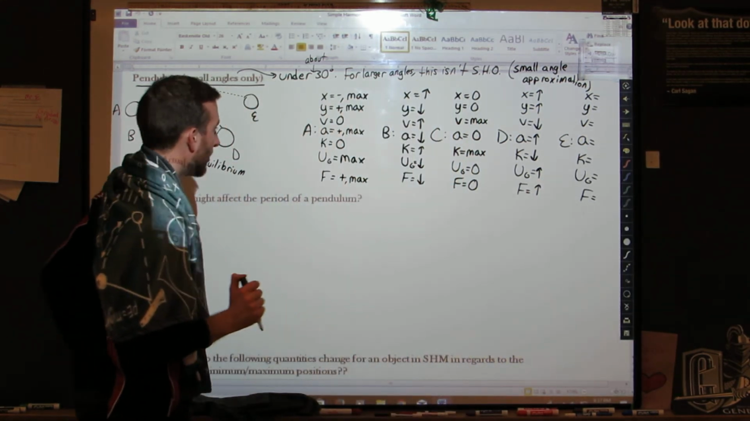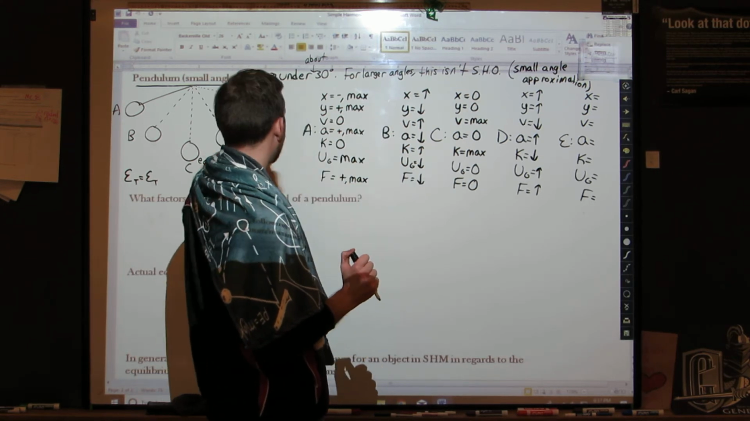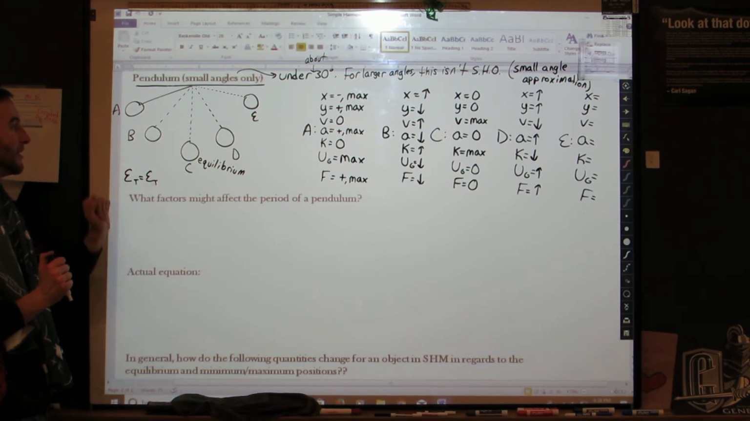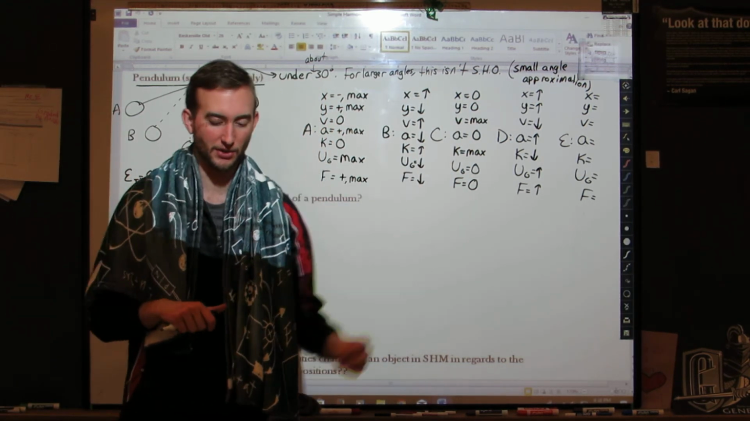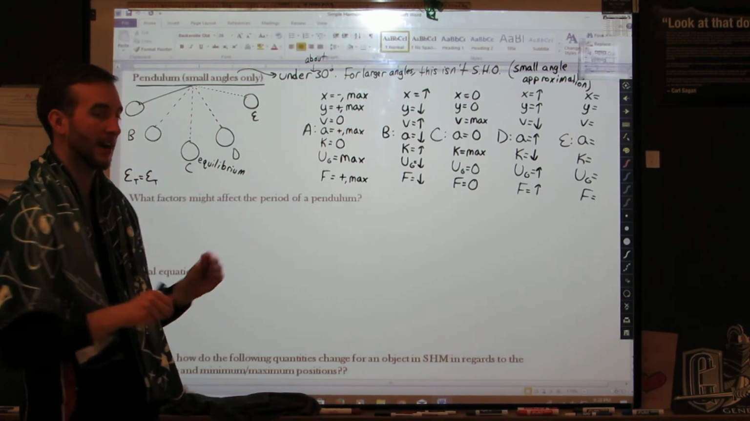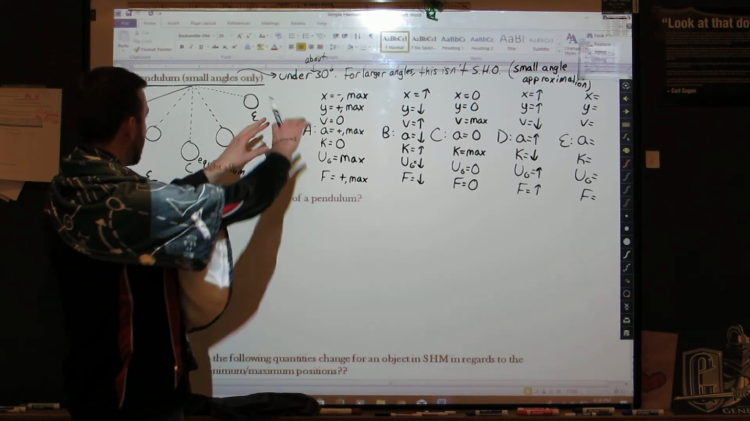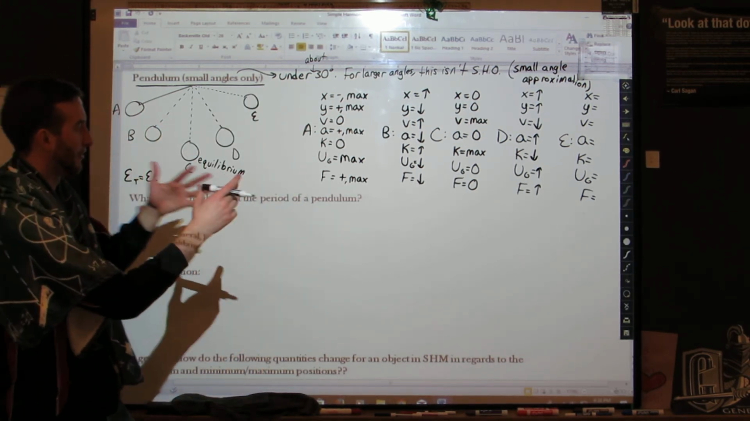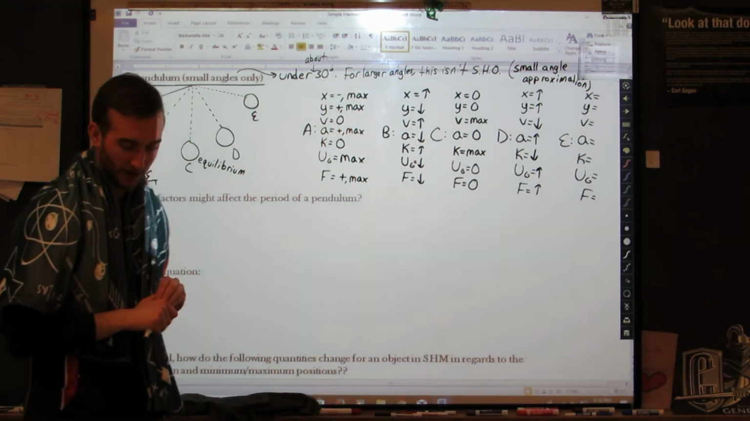If you take a look, most of the quantities for D are almost exactly the opposite of B. The only one that's still increasing is X because it's still moving in that direction. Finally, we get to E. Again, remember this is not one full oscillation, it is only half of an oscillation. As it moved from E back to A, you would have to flip a lot of these.